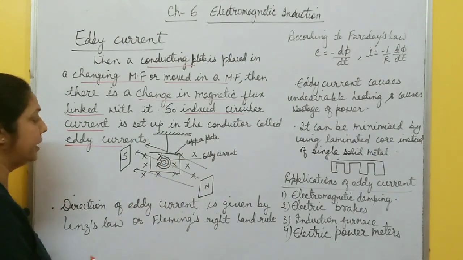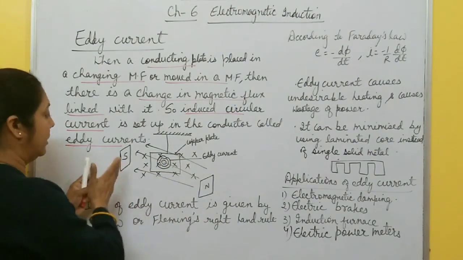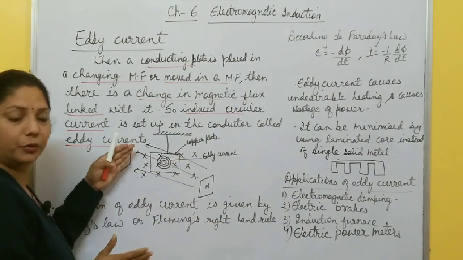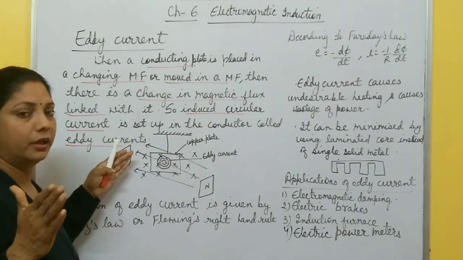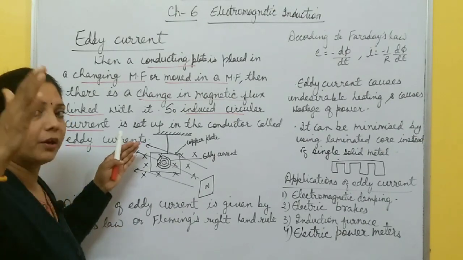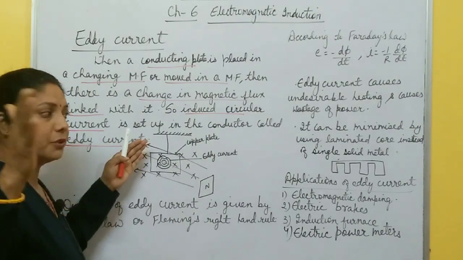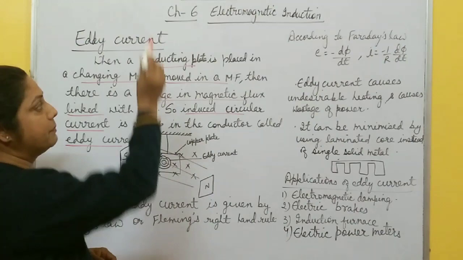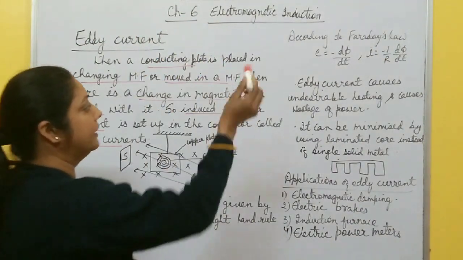The setup is shown here. Suppose this side is the south pole and this one is the north pole, right? And the magnetic field lines originate from the north to the south pole. So the magnetic field lines are like this one. It is perpendicular to this plane, right? Like this one.